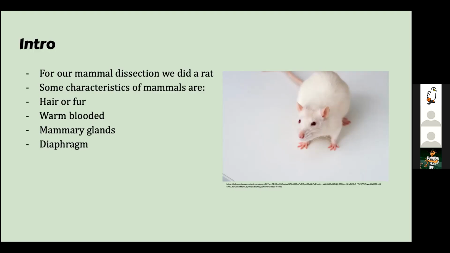So the intro for the rat is our mammal dissection. We did a rat. Some of the characteristics of mammals are hair, being warm-blooded, and having mammary glands and a diaphragm.